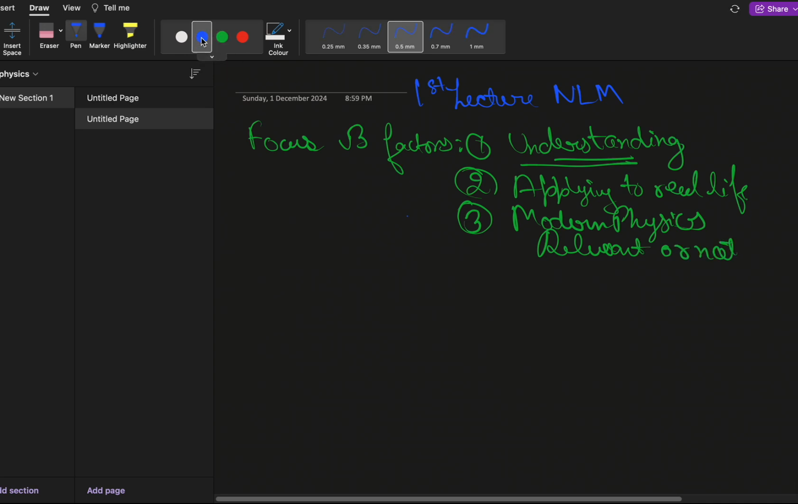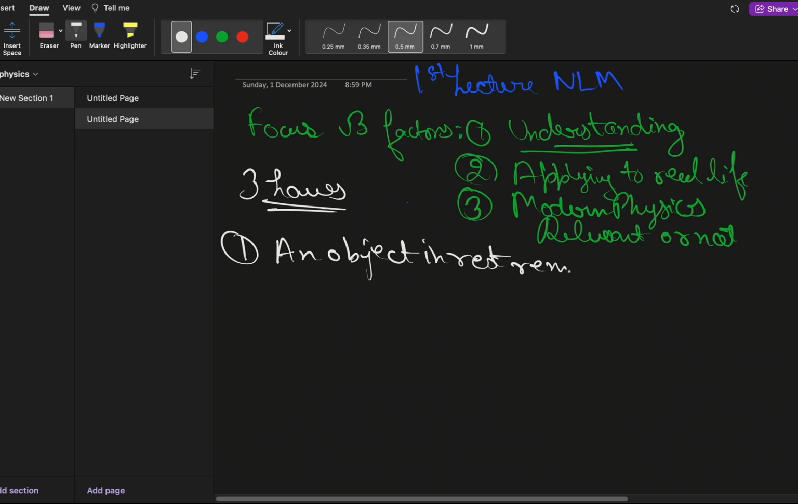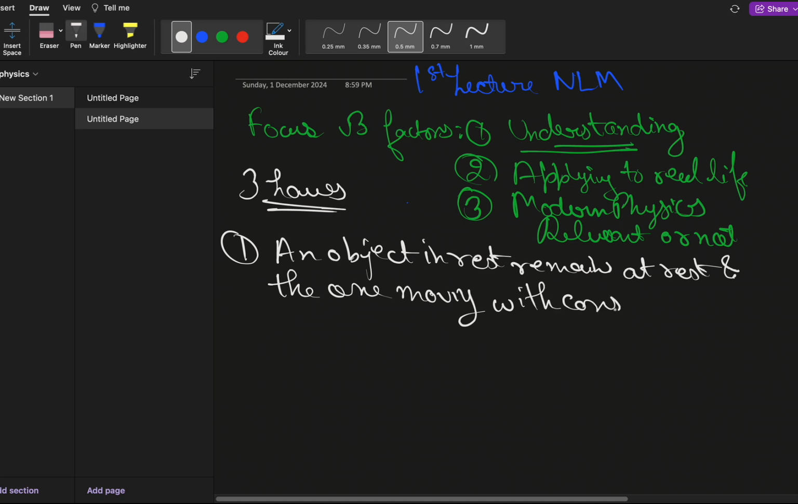Okay, without wasting any more time, let us start with the very basic concept of Newton's laws of motion. Newton has three laws. We'll be going over them one by one. First law is that an object at rest remains at rest, and the one moving with constant velocity keeps moving.